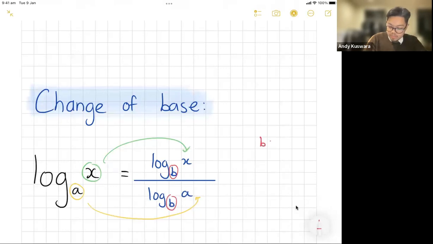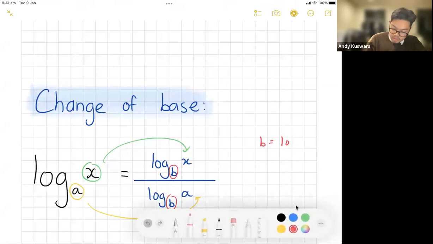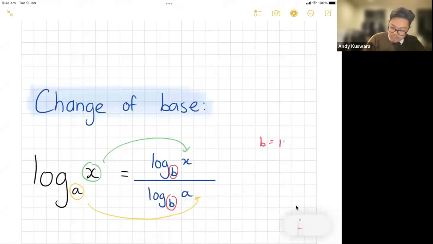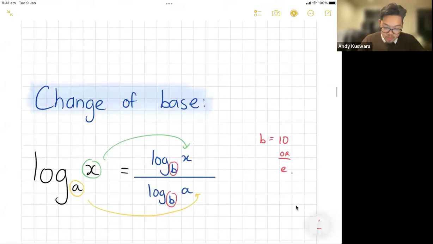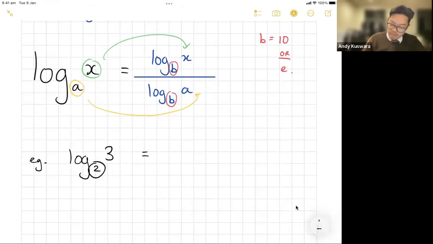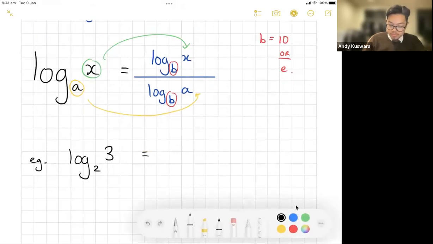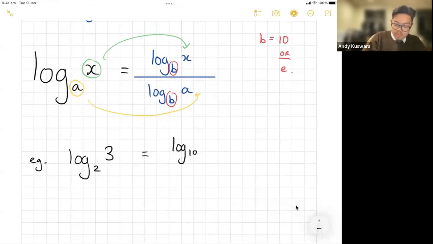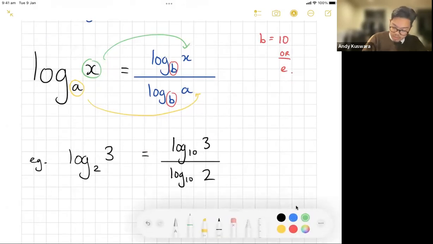Now, ideally, b would be either base 10 or e. That way we can actually use our calculator. What do I mean by that? If I say log base 2 of 3, I cannot put this in the calculator because I do not know log base 2. However, using my change of base law, I can write it as log base 10 of 3 over log base 10 of 2.